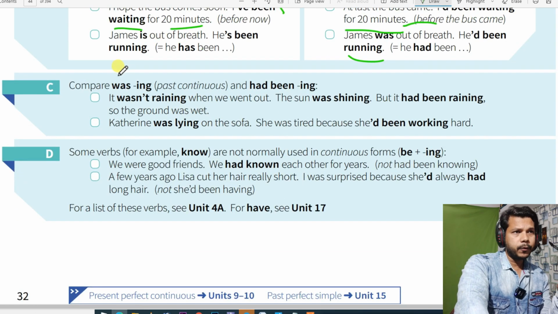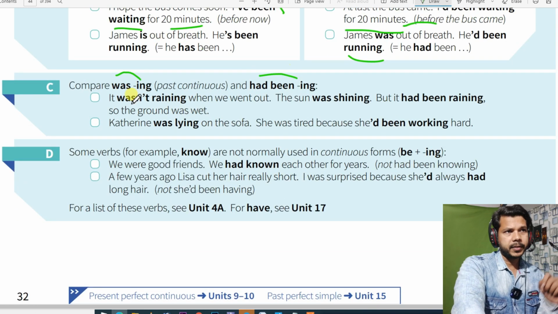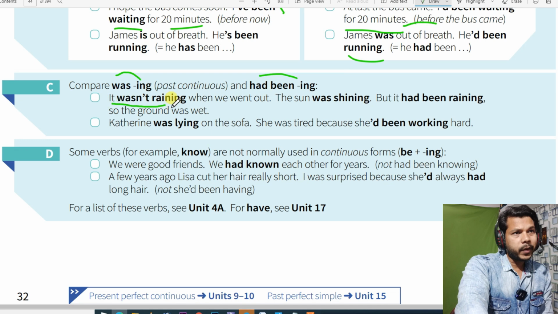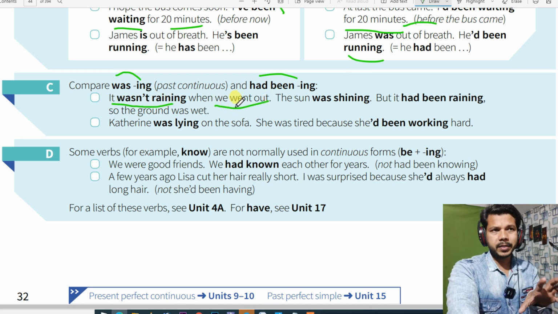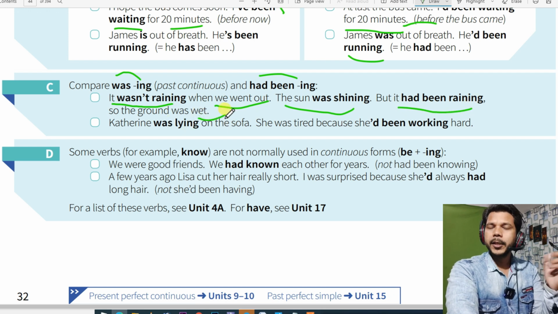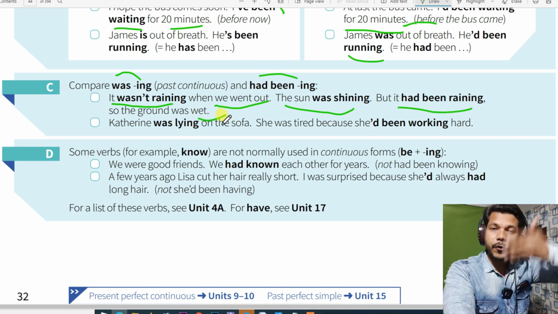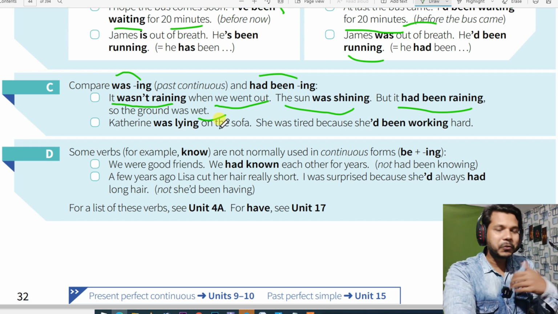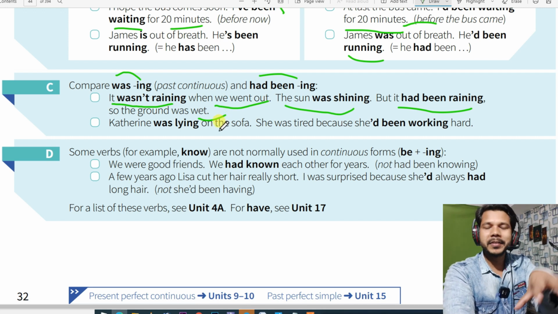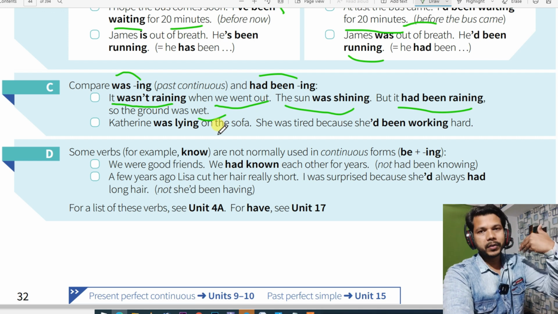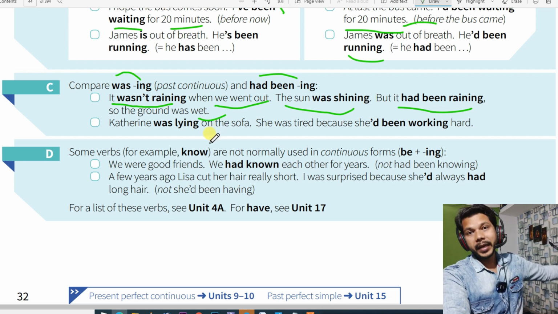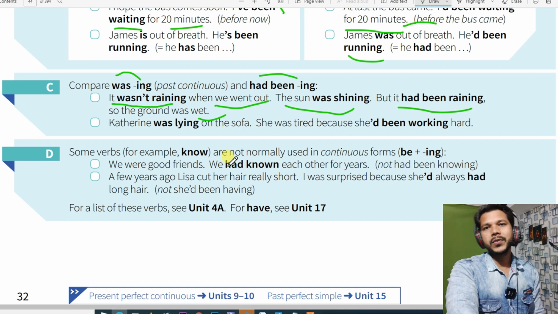Now the difference between was, were and had been. Look at here. It wasn't raining when we went out. There are some people who are saying, we went out, it wasn't raining. The sun was shining, but it had been raining, so the ground was wet. It means it was not raining in front of you. You saw something was there, water was there. So now you thought that, okay, it had been raining, that's why this ground is wet. Got it?